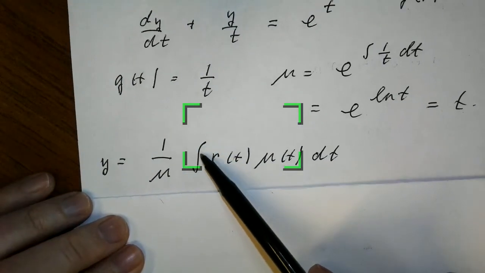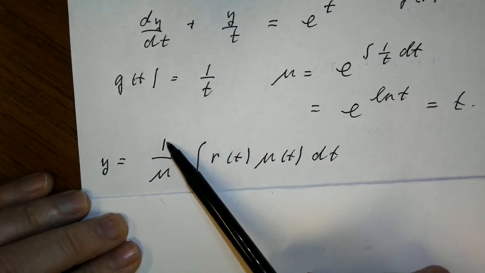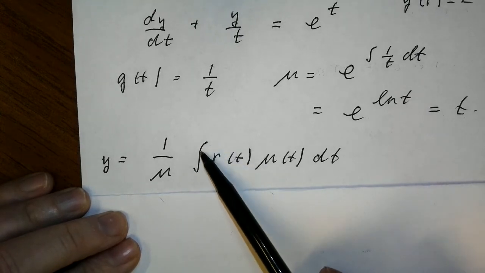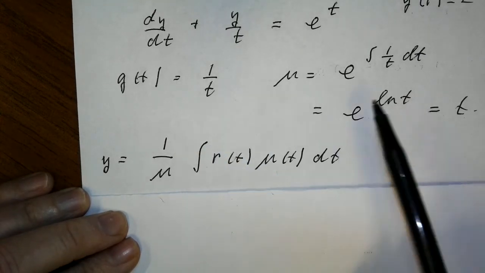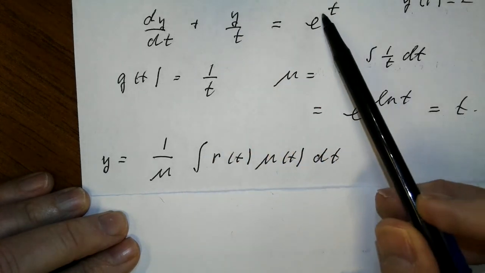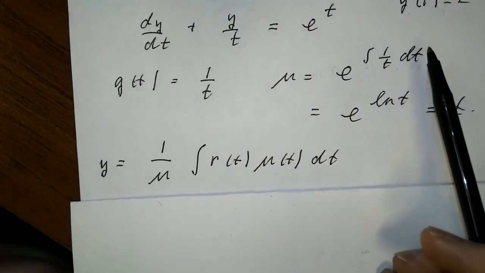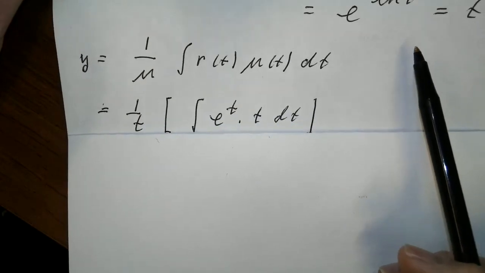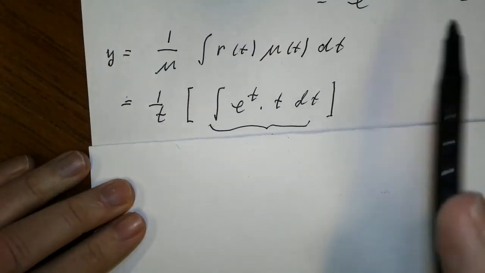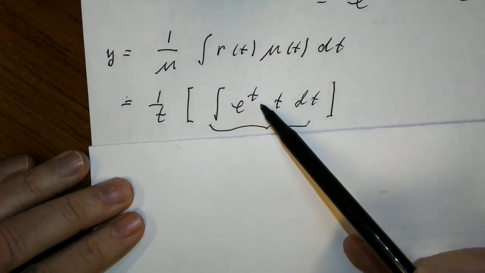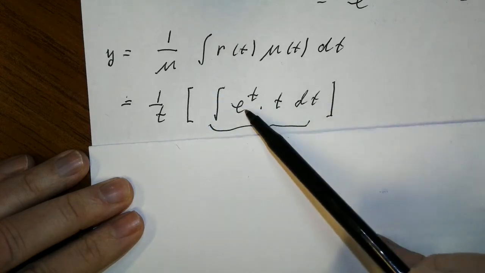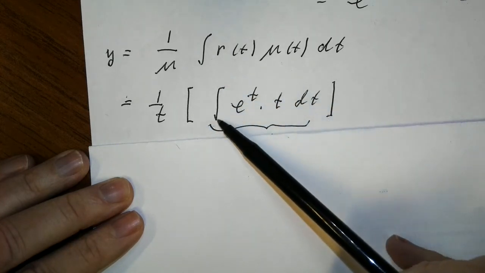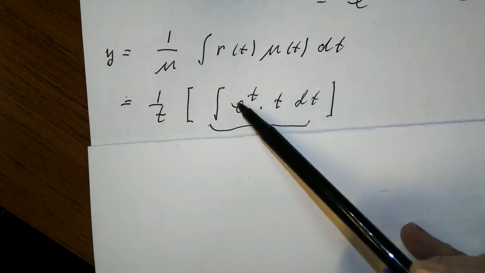Our solution to the differential equation then is 1 over mu times the integral of r(t) times mu(t). Mu is t, r(t) is e^t, so what we're left with is 1 over t times the integral of e^t times t dt. And again, I'm going to put everything in brackets here because there's going to be a constant of integration.